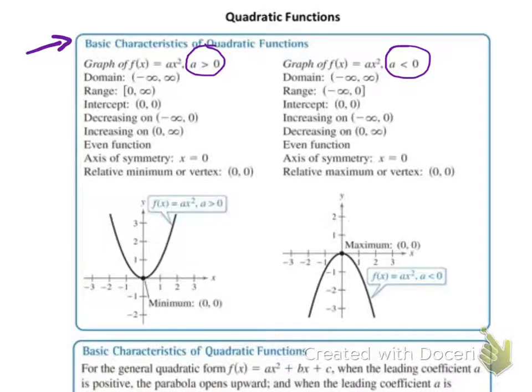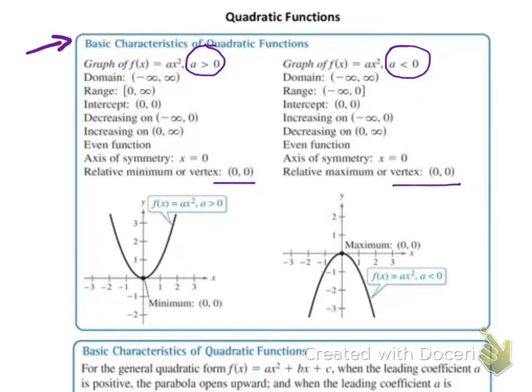The domain and the range are shown for both the smiley face and the frowny face, as I like to call them. And then you can also pay attention to the intervals where your function would be decreasing or increasing. We do know that a quadratic function is an even function, as it is symmetrical across the y-axis. And for the parent quadratic function, we can find the relative minimum or the vertex at 0, 0. And if it is a frowny face, then the vertex is still 0, 0, but in that case, the vertex would be a relative maximum.